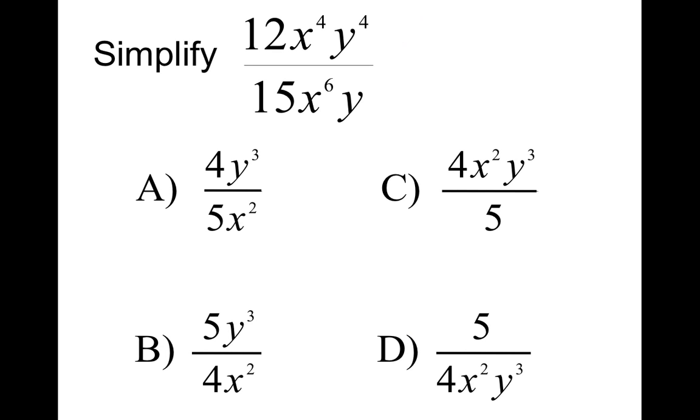12x to the 4th, y to the 4th, all divided by 15x to the 6th, y. This is equivalent to 4y to the 3rd over 5x squared.